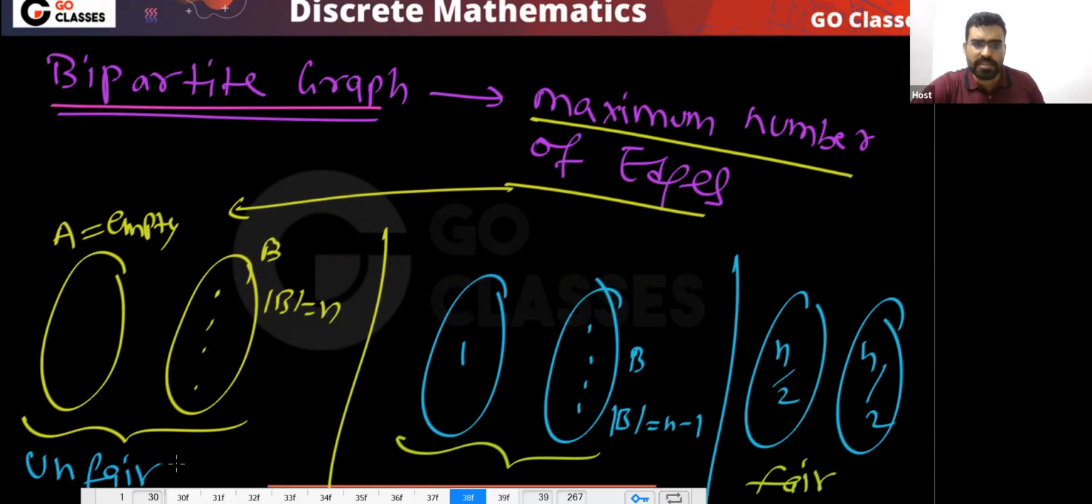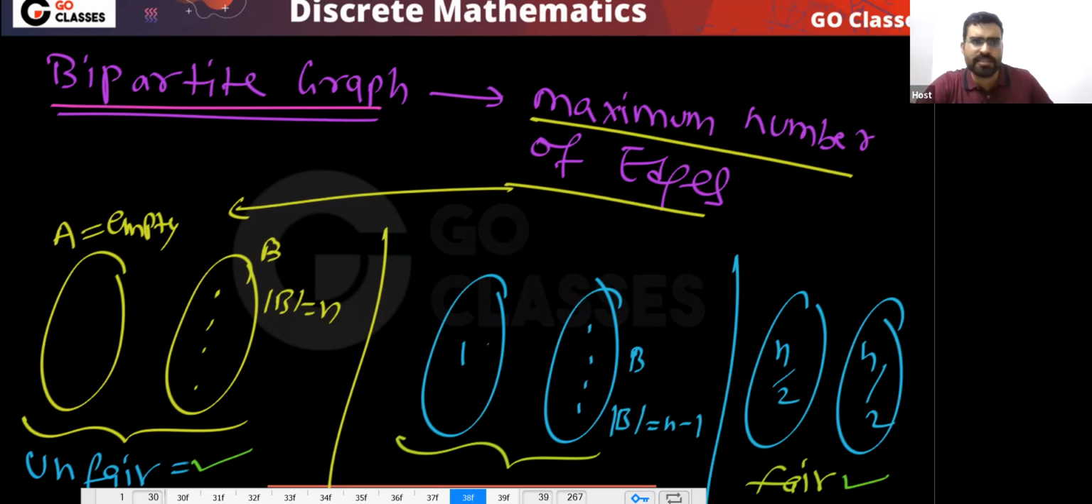So you can notice this unfair distribution will give you the minimum number of edges for this particular question. Yes or no? This unfair distribution will give you the minimum number of edges, that is 0. And this fair distribution will give you the maximum number of edges, that is (n/2) whole square. Okay. Is this point clear?